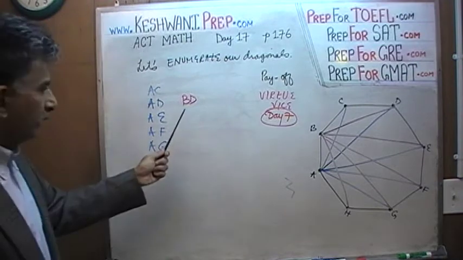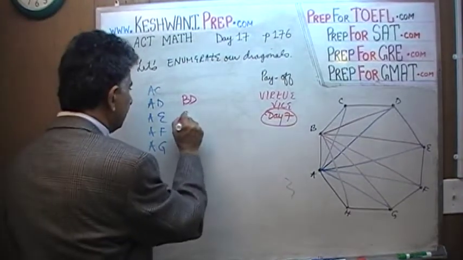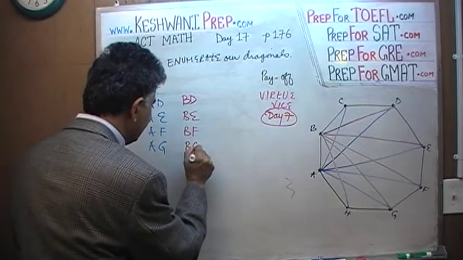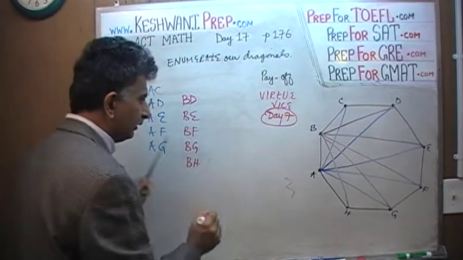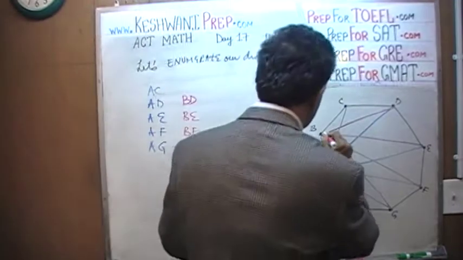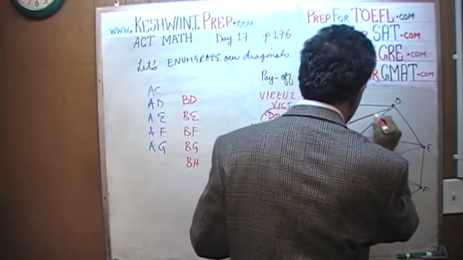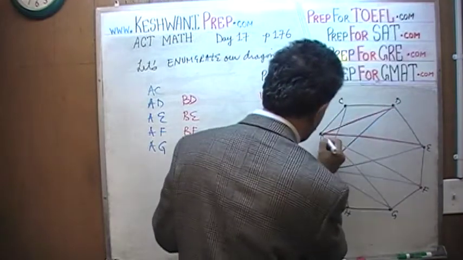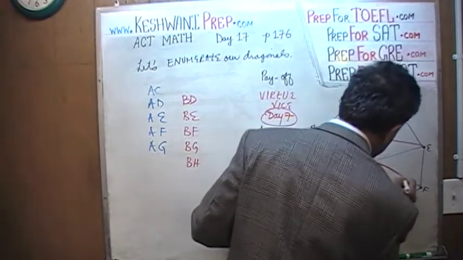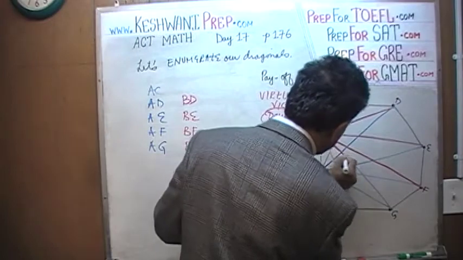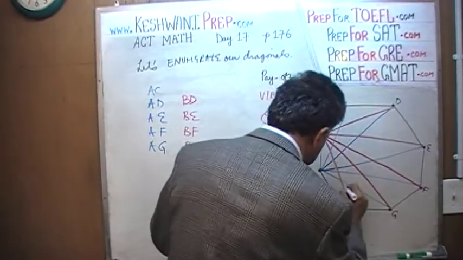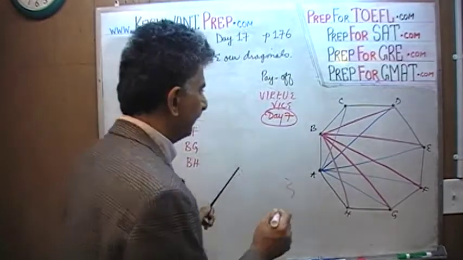Okay? Let's go in. BD, BE, BF, BG, and this time it's going to go up to BH. B to H. I'm going to redo them. This is a nice color. BD, BE, BF, BG, and BH.